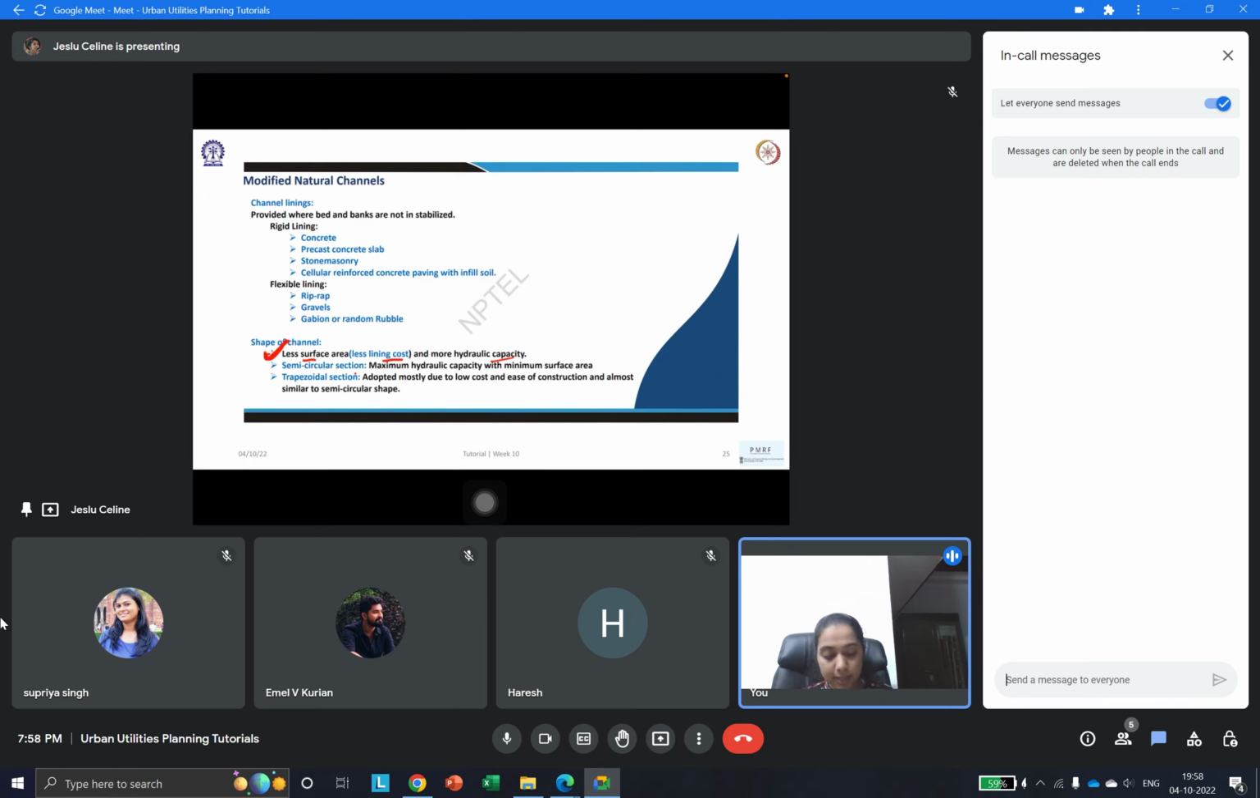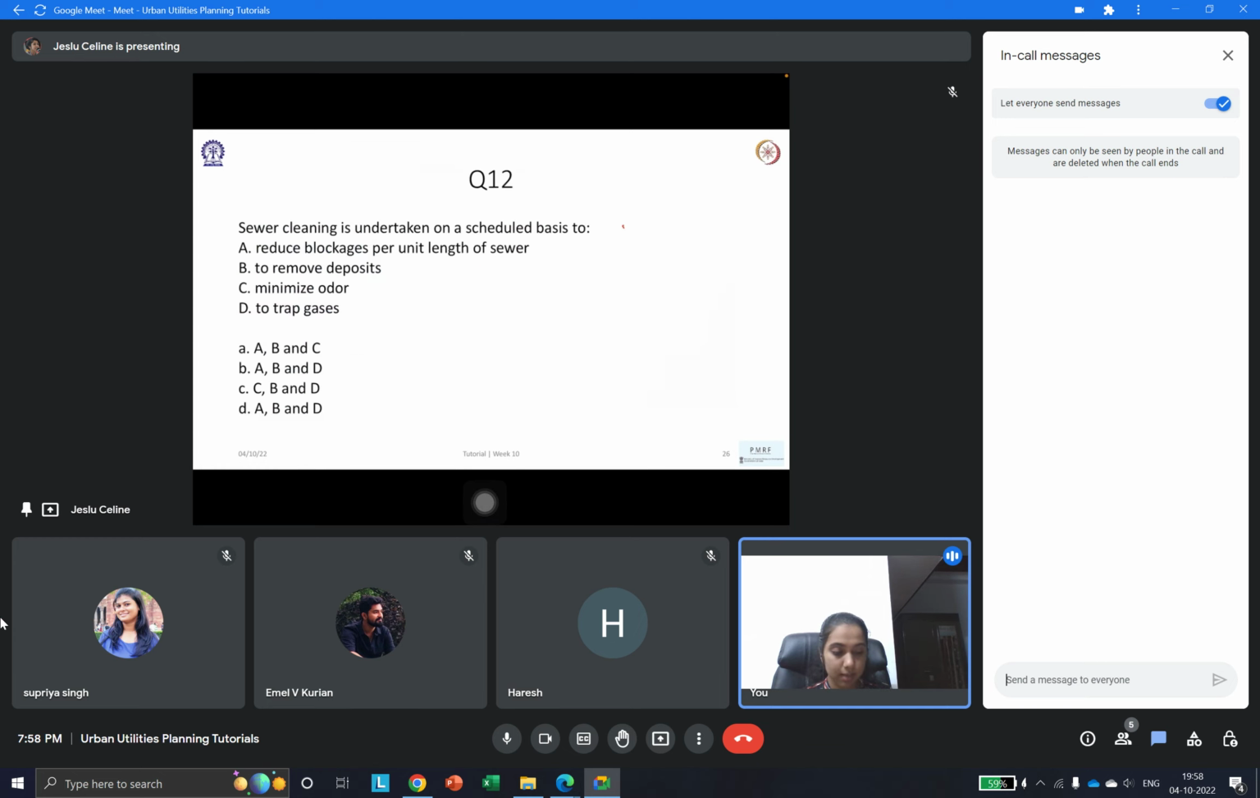And when it comes to a semicircular section, it gives maximum hydraulic capacity with minimum surface area. So that's why our option B was wrong. The trapezoidal section is adopted mostly due to low cost and ease of construction, and it is almost similar to semicircular in shape. When water flows through a trapezoidal section, it resembles a semicircular section itself. So that's why this is the most preferred.